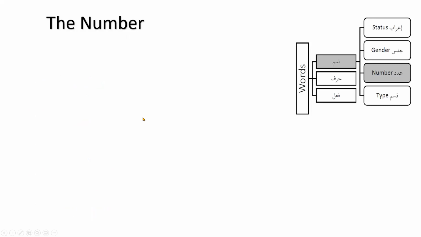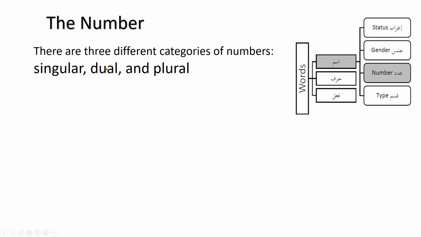Now today we're going to talk about number. So if you look at the chart and the picture on the right hand side, we have talked about the status, we have talked about the gender. Now it is time that we talked about number, the third property of the ism. So there are three different categories of numbers: singular, dual, plural. We already talked about this many times. This is not like English. So we have a singular, we have a dual, and we have plural.